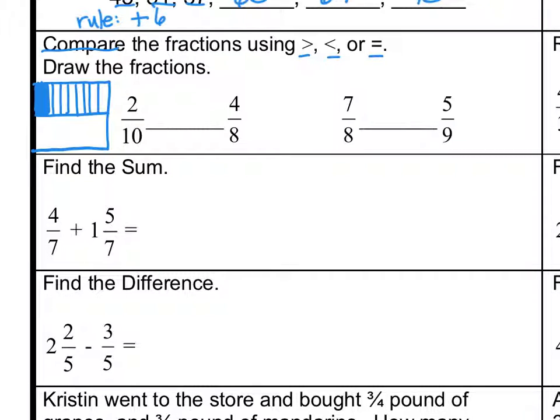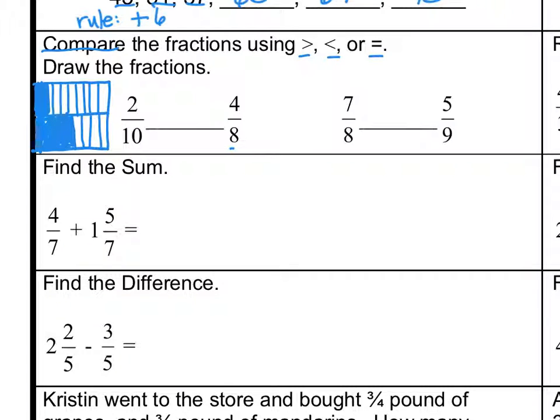All right, now I get to do 4/8. So 8 is even, I split it right down the middle. And now I'm going to split these 4 pieces in half, and then I'll have 8. And I get to color in 1, 2, 3, 4 of them. And it's very easy to see which one is greater.